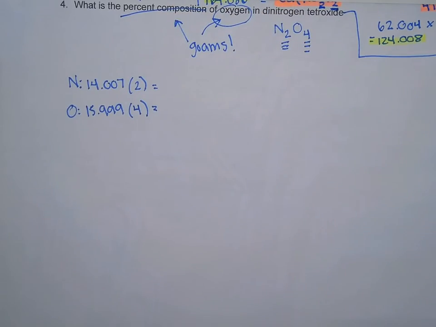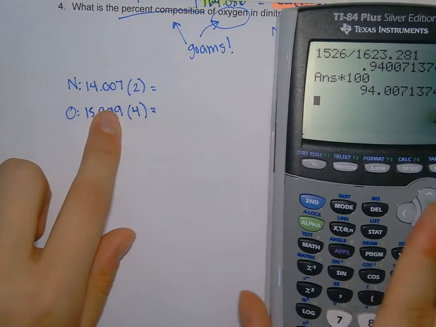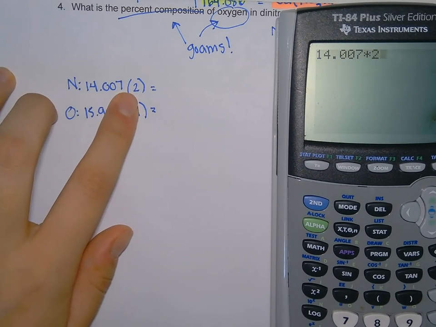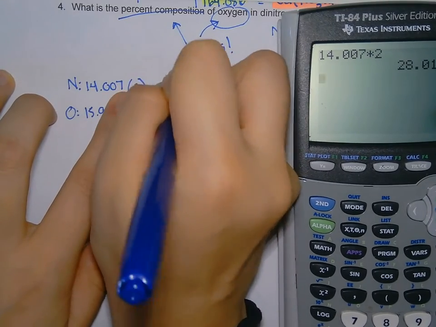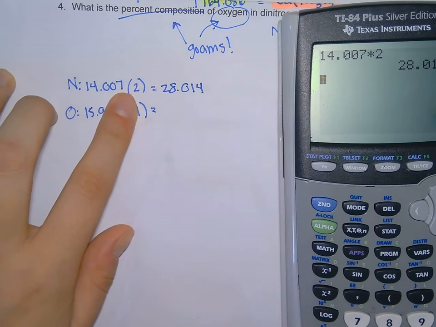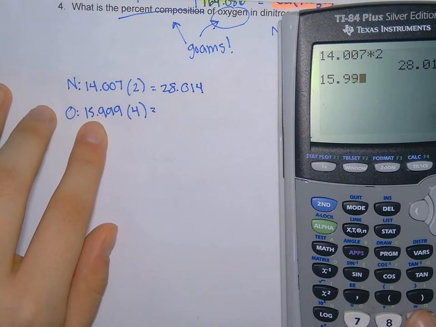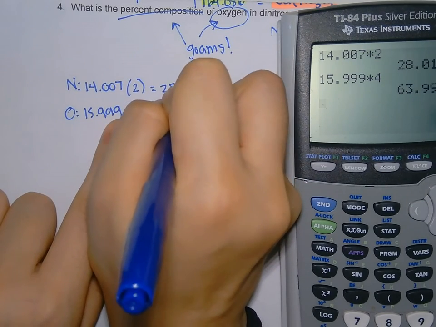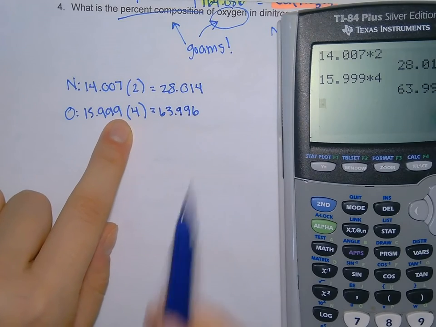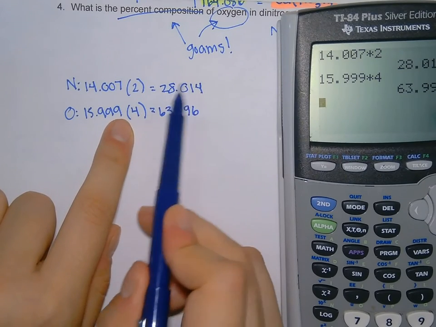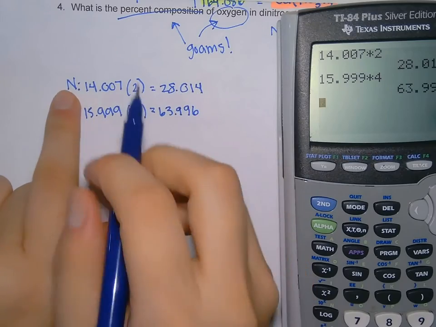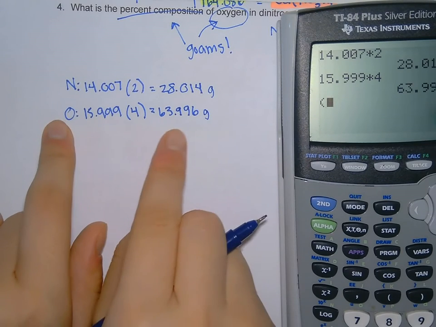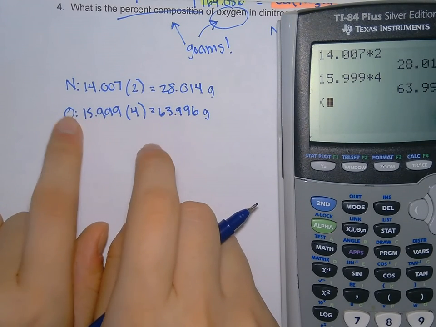So now I am ready to use my calculator to figure out these numbers. 14.007 times 2 is equal to 28.014. 15.999 times 4 is equal to 63.996. So I have a total mass of 28.014 grams for nitrogen. Let me put grams here. And I have a total mass of 63.996 grams of oxygen.